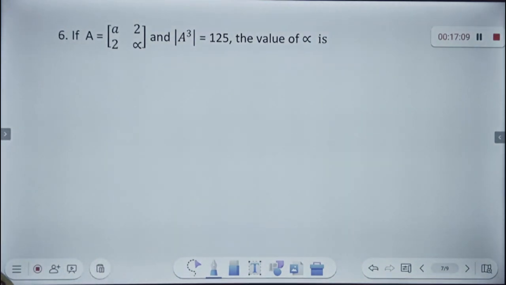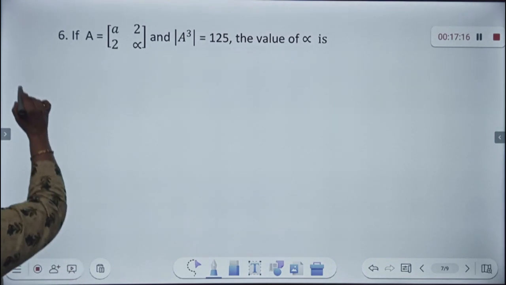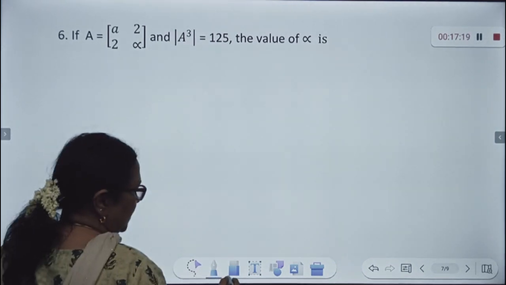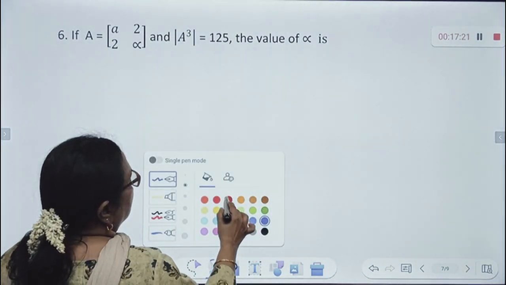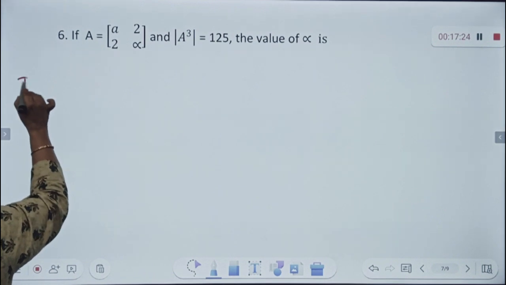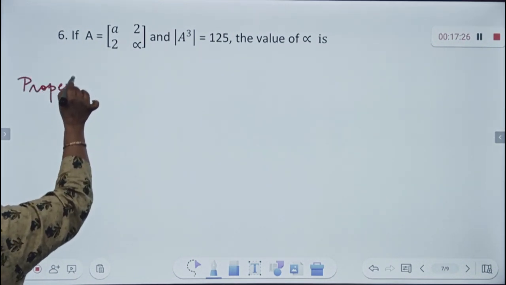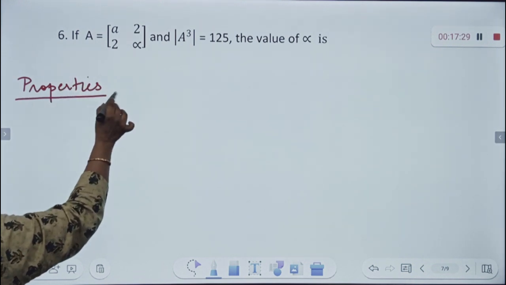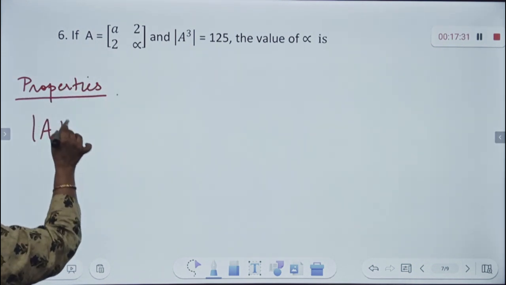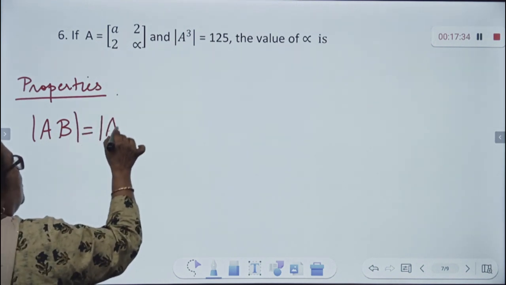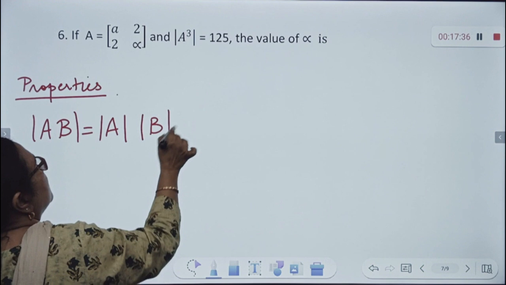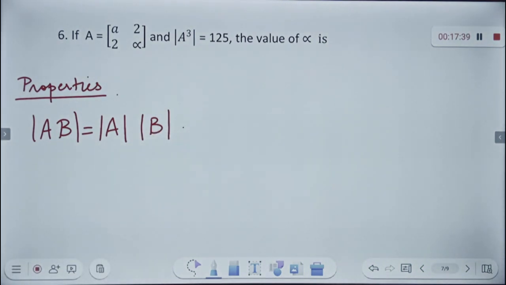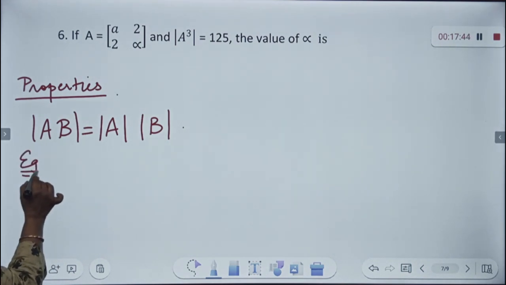Now the next problem, A equal to alpha, 2, alpha, and determinant of A cube equal to 125. First of all, one of the important properties of determinant is, you have to know these properties. We will verify them. First of all, determinant of AB is determinant of A into determinant of B. You can check with any example also.